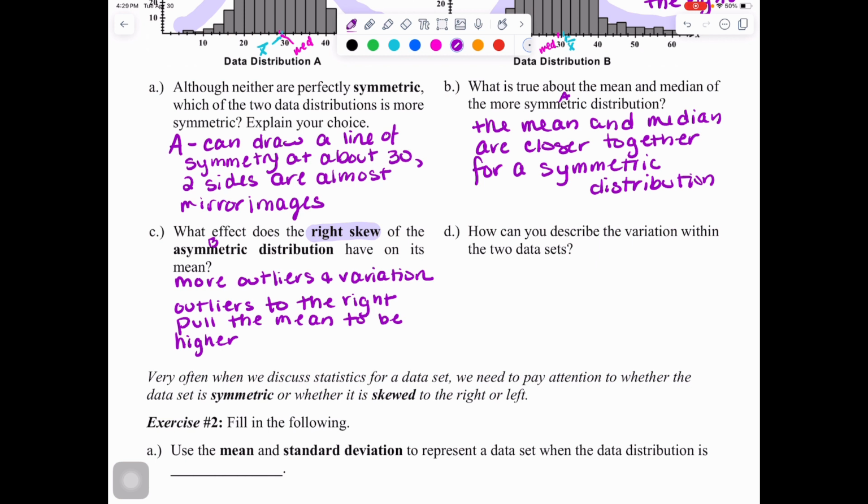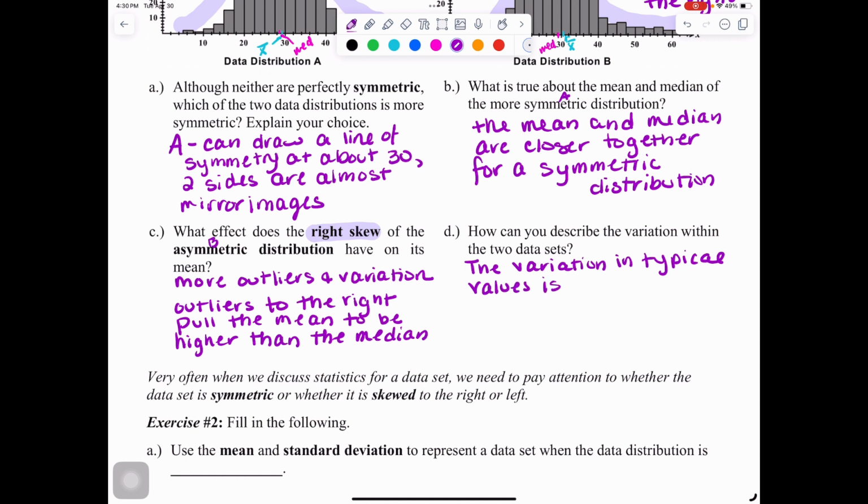And higher than the median. So in part D, how can you describe the variation within the two data sets? So variation is how they differ from each other, right? So the variation in typical values is about the same.